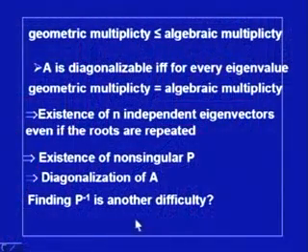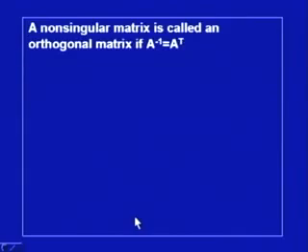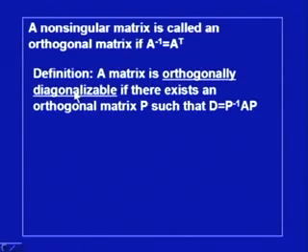Although theoretically P is invertible, so P inverse is possible, and once we find P inverse, then P inverse AP will be diagonal. But many times finding P inverse is not simple. A lot of computational effort is required in finding P inverse. For this purpose, we introduce another concept that is called orthogonally diagonalizable. We say a matrix is orthogonally diagonalizable if there exists an orthogonal matrix P such that D is equal to P inverse AP.